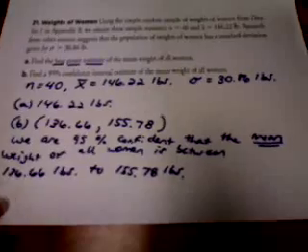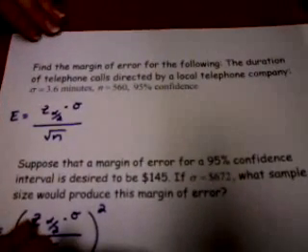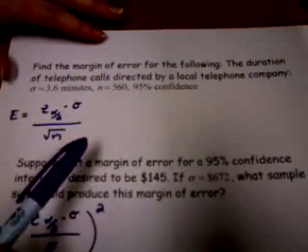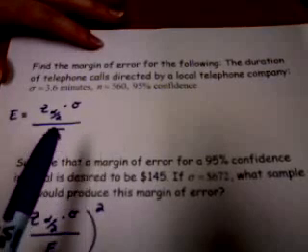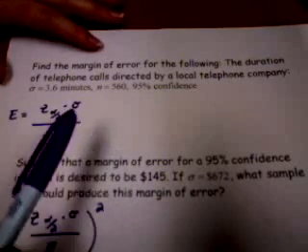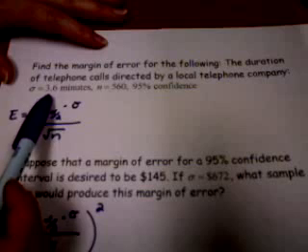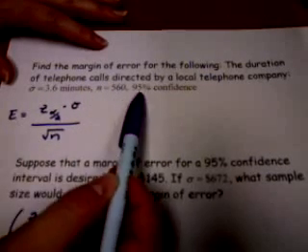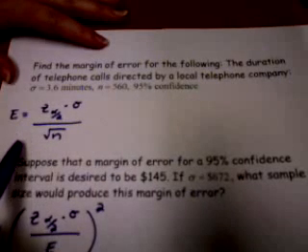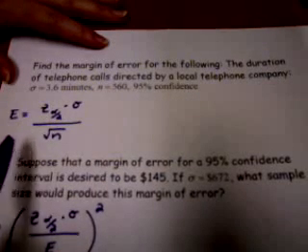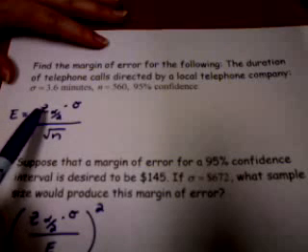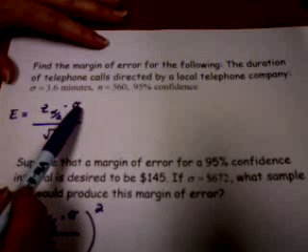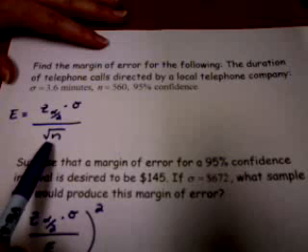The next part of this video is how to find the margin of error. It says find the margin of error for the following: the duration of telephone calls directed by a local telephone company. We have that the standard deviation is 3.6 minutes, the mean is 560, and we're 95% confident. This is the formula for finding your margin of error: E equals z of alpha over 2 times the standard deviation divided by the square root of the sample size.